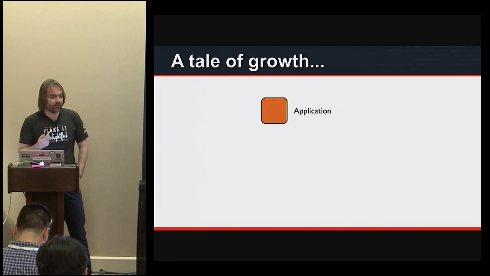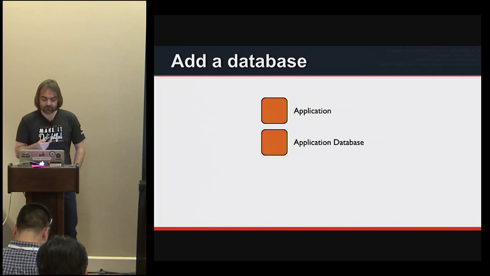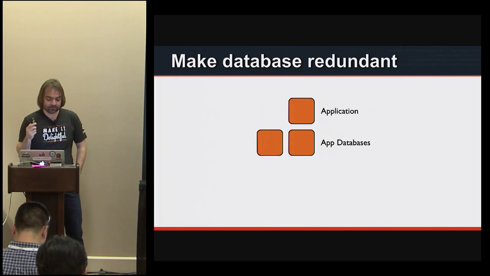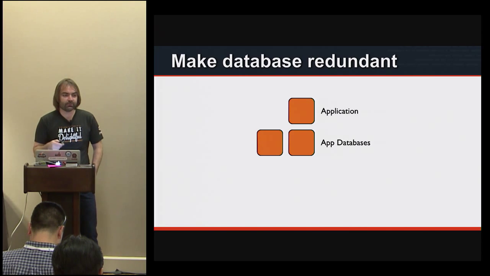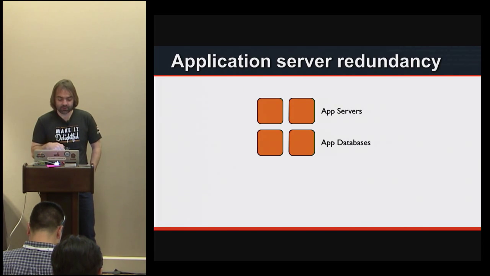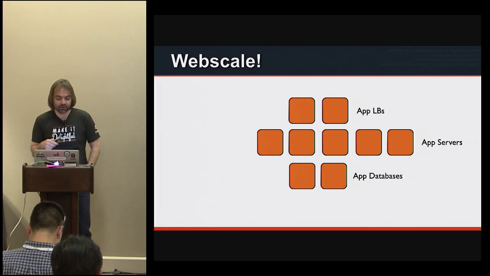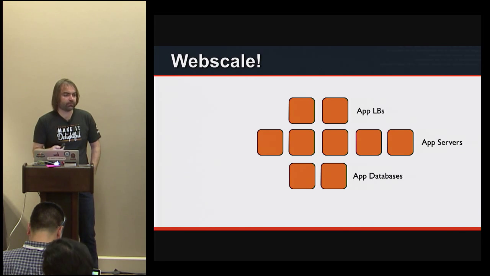And so in the olden days, when we just had one server, things were easy. Everything was on one server. But then we needed to scale up and we added a database, right? And then we need to make the database redundant, so we add another database server. And then we make the app server redundant. And then we put a load balancer in front of it, right? And things just get more and more complex as we've grown, right?